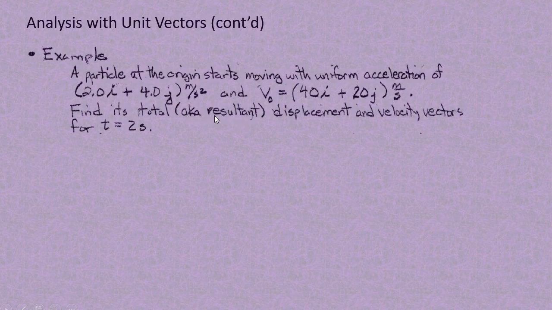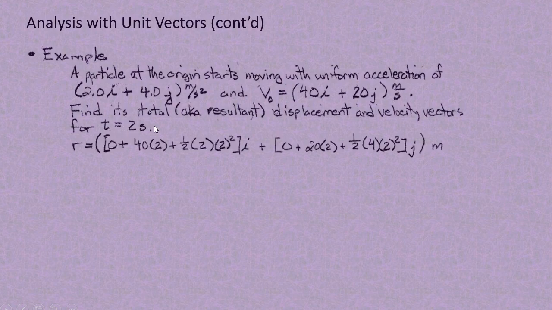Total can also be known as the resultant vector, and we want to find it at time equals 2 seconds. Well, let's look at the position or displacement problem first. So we want to look at our position at the end of 2 seconds. So we're going to go ahead and put in our equation from the previous page.